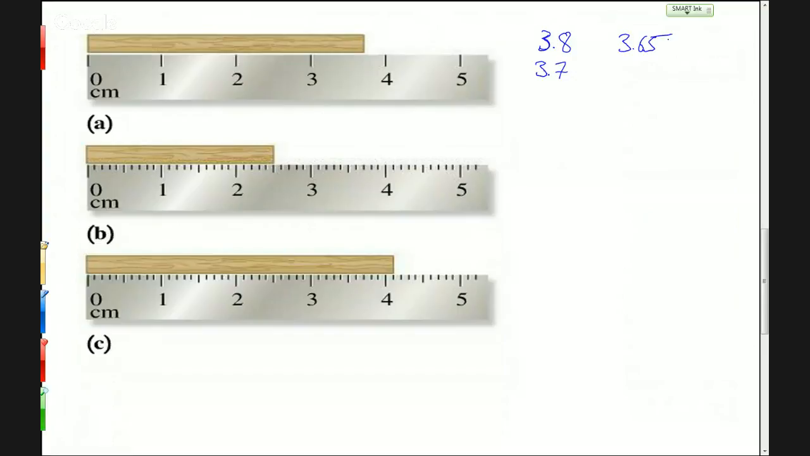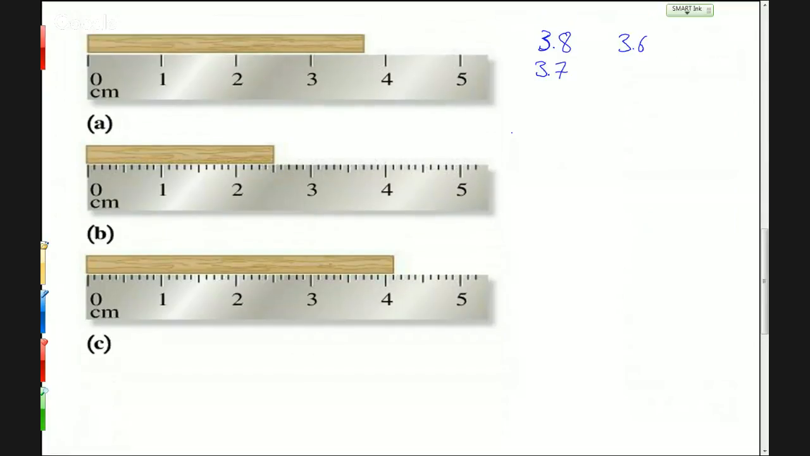3.65 is probably not a great measurement here because it's an extra amount of precision. So we don't have enough precision to give ourselves an extra decimal place. 3.6 maybe would be okay, but probably 3.7, 3.8 is a better way to go here.